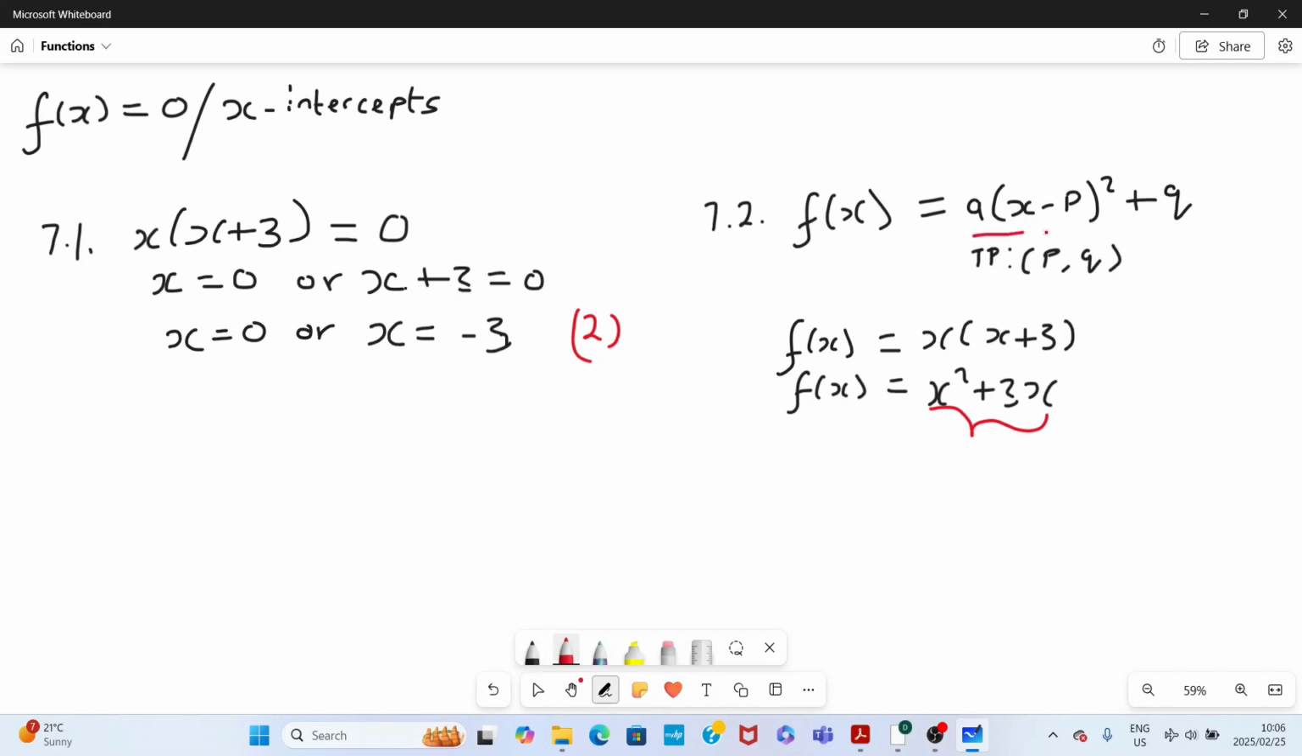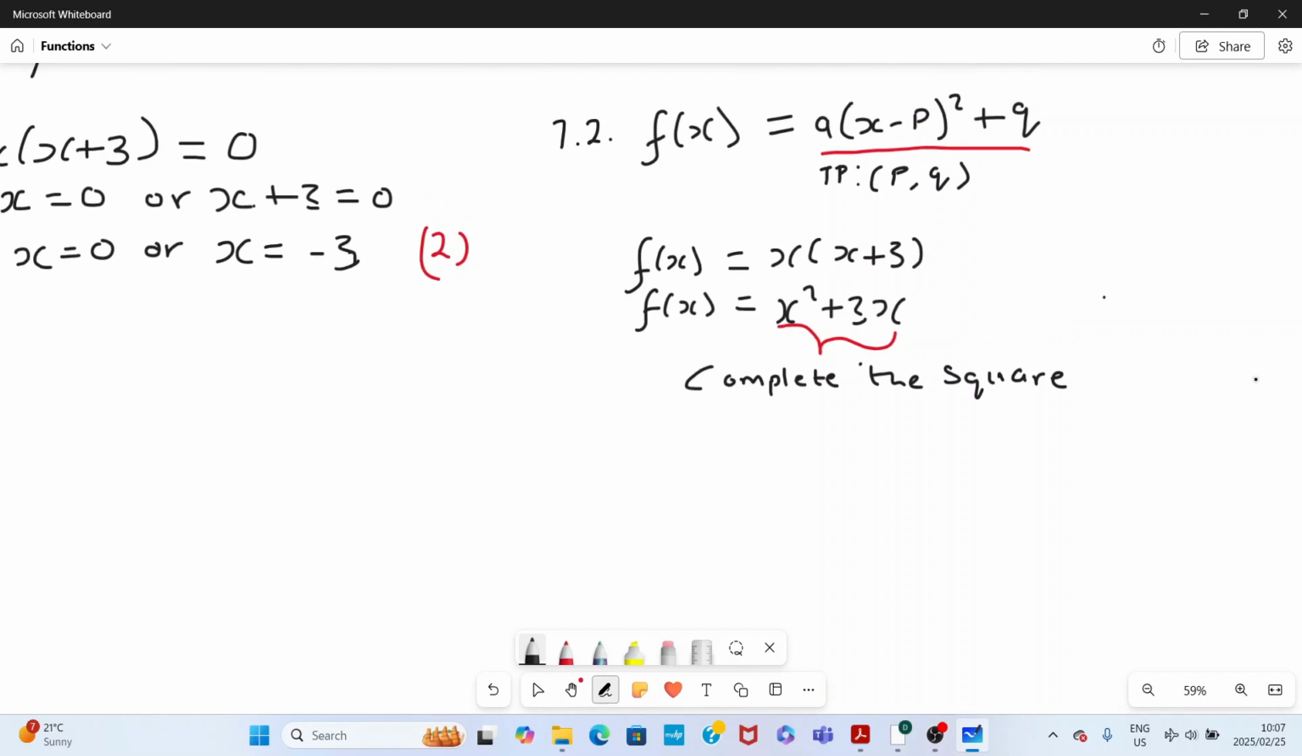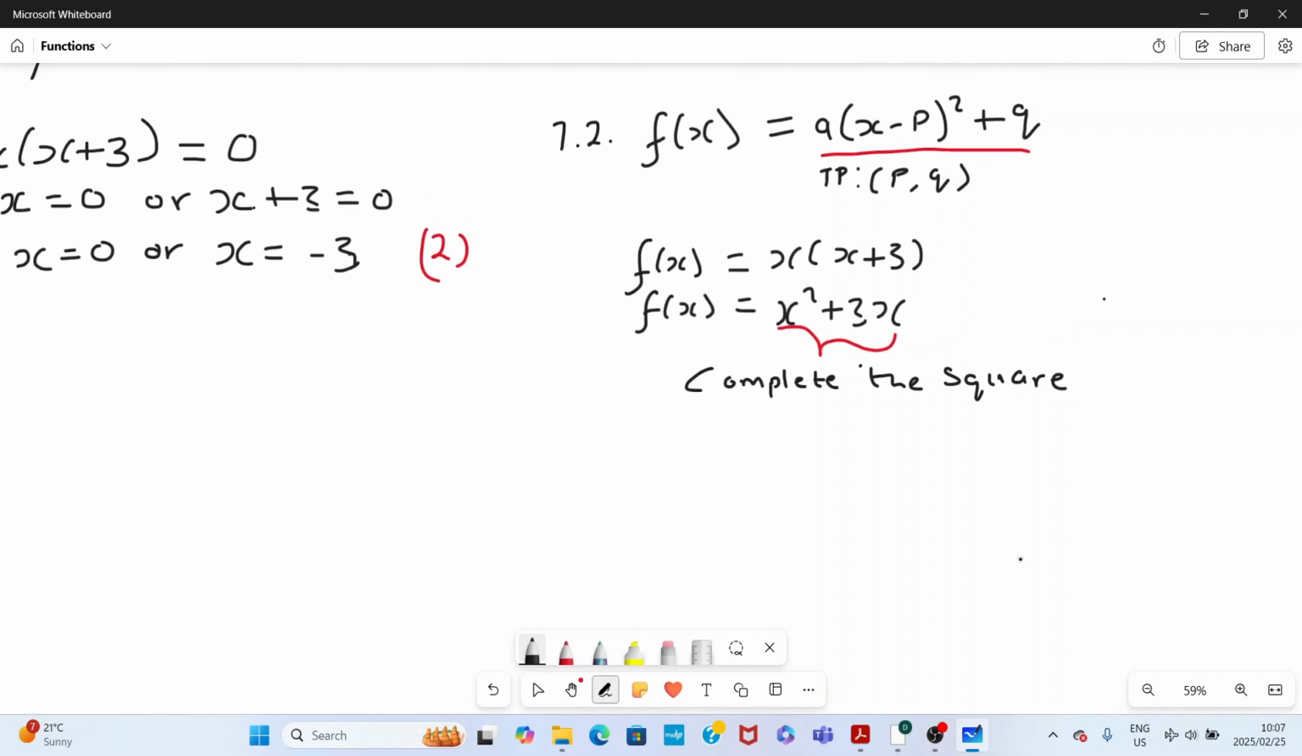how do we get it in that form? We are going to complete the square. We are going to do what they call completing the square. To complete the square, are you ready for the trick, guys? This is how we do it. If you have x squared plus 3x, what you do is this.